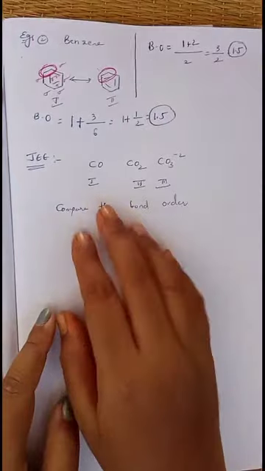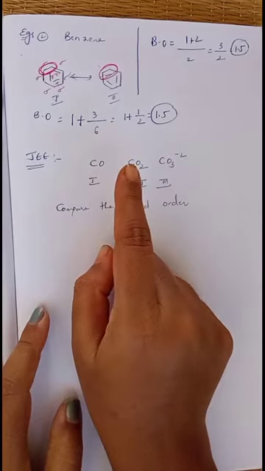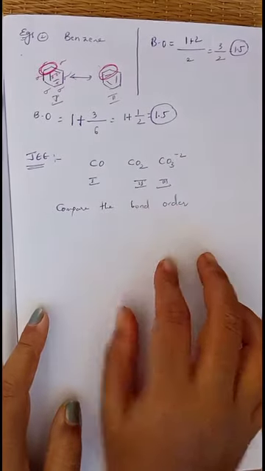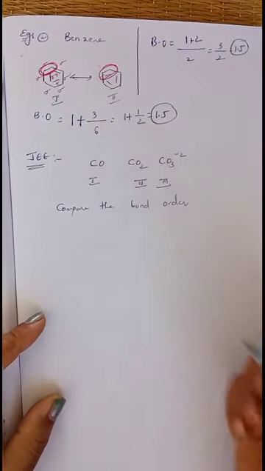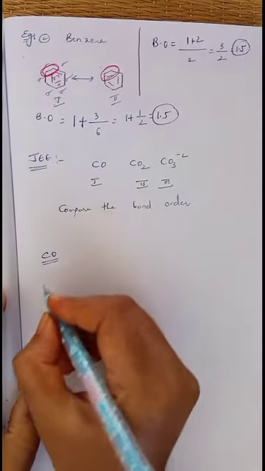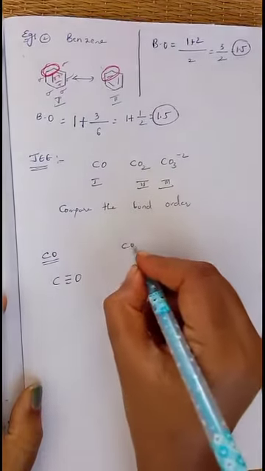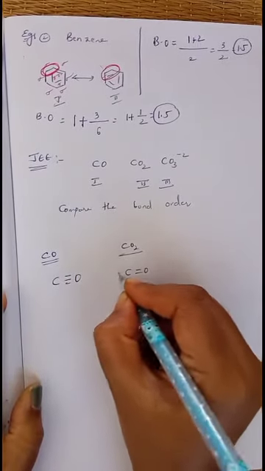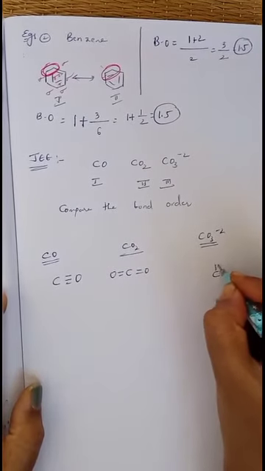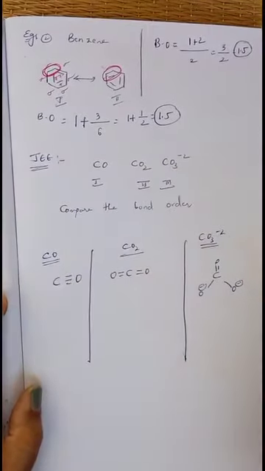Now another question here. This was asked in the JEE exam. Find out or compare the bond orders of the given 3 molecules or ions. First find out the bond order for these 3. First we will see CO, bond order based on sigma bonds and pi bonds. First write the structure, C triple bond O. Next for CO2, O double bond C double bond O. Next for CO3 2-, already we have calculated for this: C double bond O, O minus and O minus. Now for these 3 we will calculate bond order.